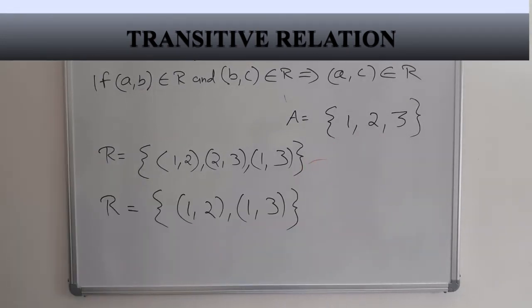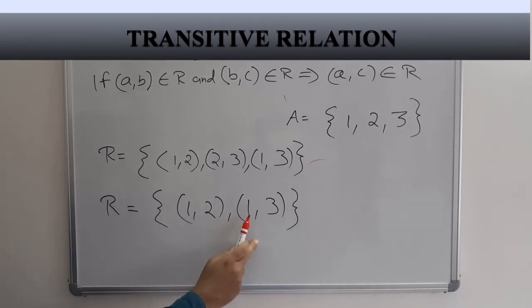Let us see the other example. We have two pairs here, 1 comma 2 and 1 comma 3. So we'll take the first pair, 1 comma 2. We don't have any other pair starting with 2. So the second condition is missing, so still it is transitive. And we take the other pair, 1 comma 3. And there is no pair starting with 3. So the second condition, if we take this as the first element, is also missing. So since the second conditions are missing, it is transitive.